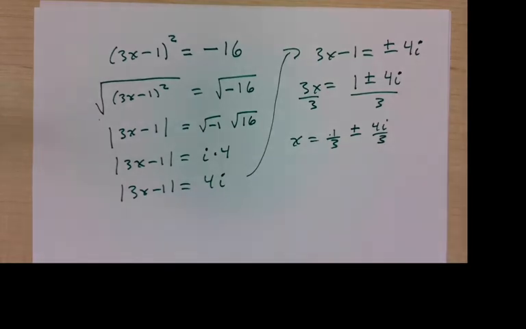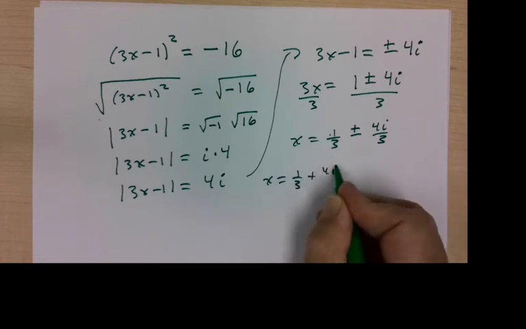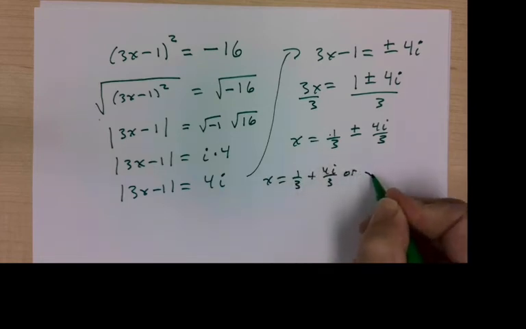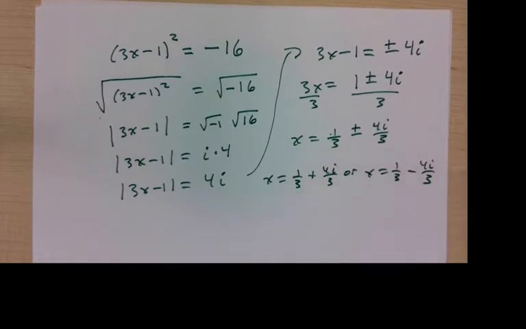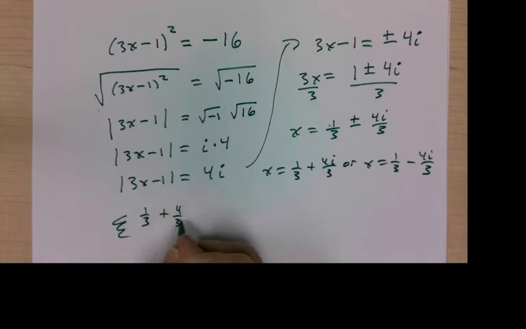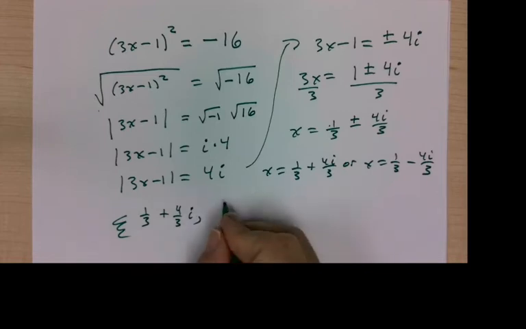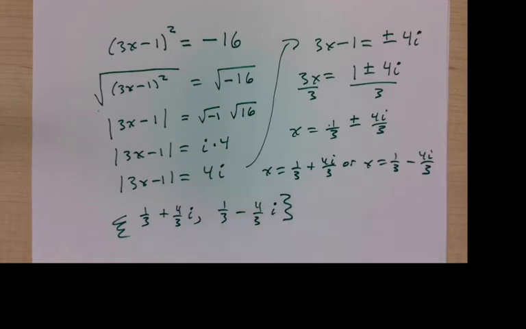We should write our answer two ways. So x is 1/3 plus 4i over 3, or x is 1/3 minus 4i over 3. So our answer is those two solutions. Again, a quadratic equation typically has two solutions. So 1/3 plus 4/3 i, to make it look a little bit more like standard form, and 1/3 minus 4/3 i. Real part 1/3, imaginary part 4/3.